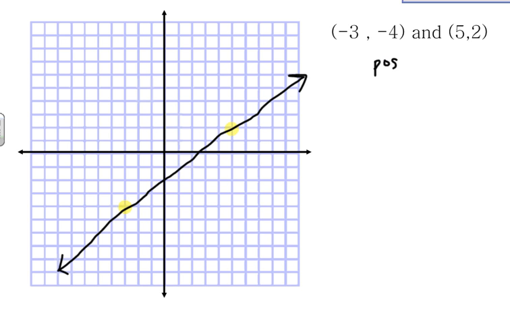Now I'm going to count, I'm going to draw. How far did I move up to get from this point to this point? And how far did I move over to get from this point to this point? Well, let's go ahead and count. I moved up 1, 2, 3, 4, 5, 6 times. And I moved to the right 1, 2, 3, 4, 5, 6, 7, 8 times.